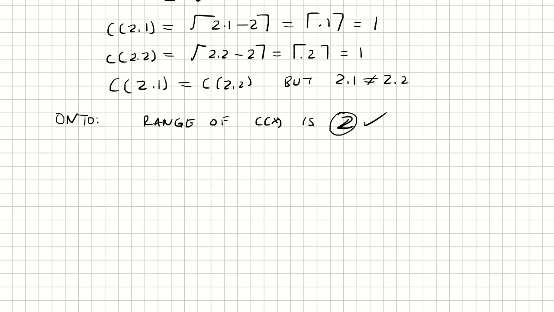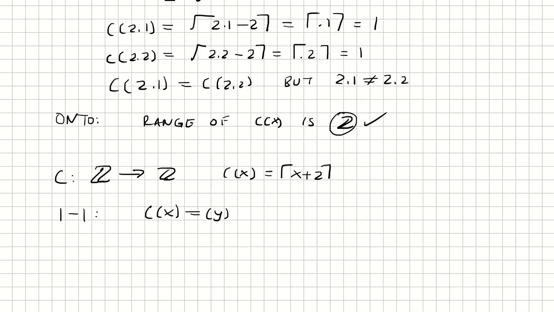Now we want to see whether c, now from integers to integers, defined by c of x equals the ceiling of x plus 2, is a bijection. So for bijection, it means it's 1 to 1 and onto. So for 1 to 1, if I have c of x equals c of y, then that's if and only if x equals y.